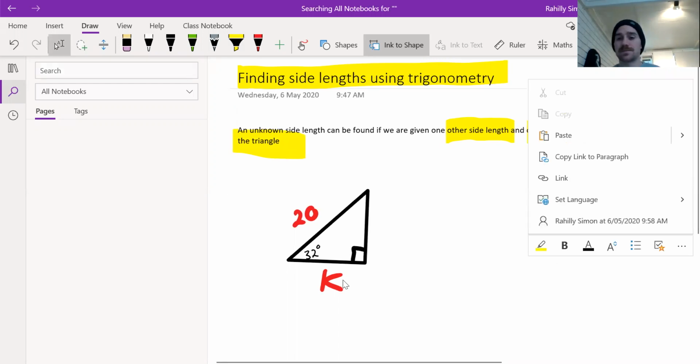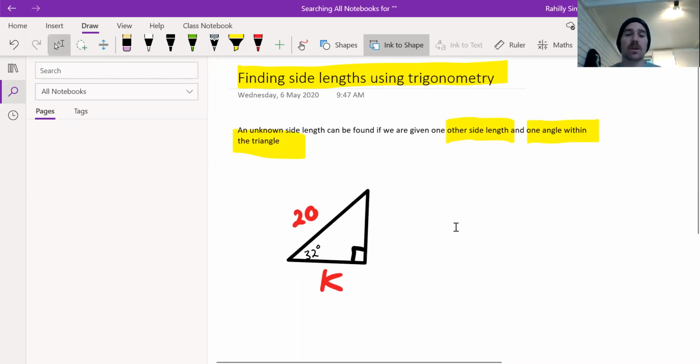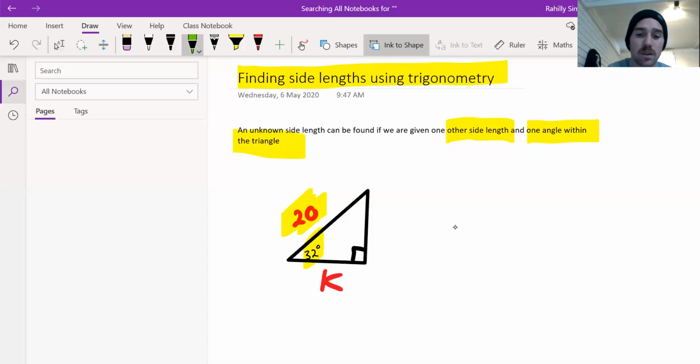Jump straight on into it. What we've got is, you can see we've got one side length and the angle within the triangle, and we're trying to solve K. So what we need to do, and like we practiced in the first video, we need to first label our triangle. Okay, we always need to label our triangle to know that we get our information correct.